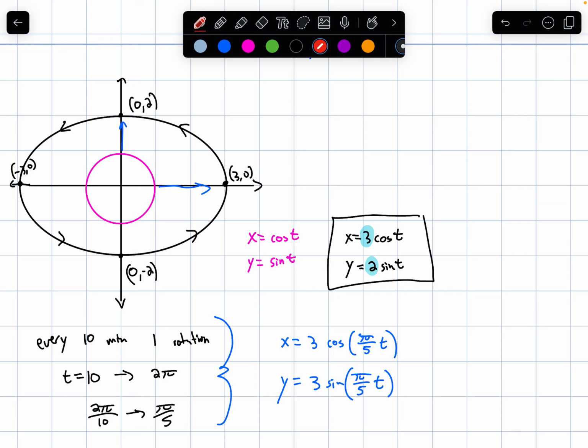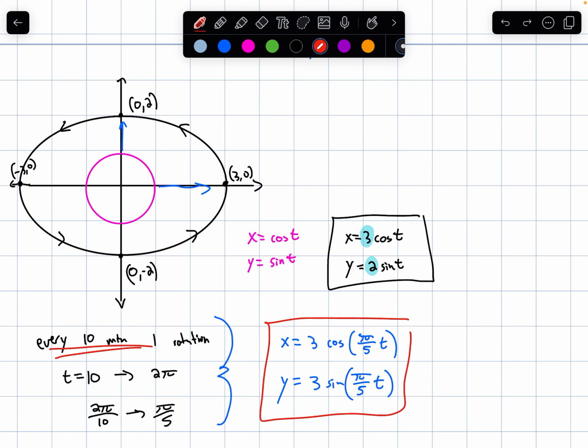Notice how when I plug in 10 for t, the inside will become 2 pi, and that's when 1 full rotation has occurred. If I plugged in 5 for t, the inside would become just pi, so I would make it halfway around in 5 minutes, and I can plug in any t I want and know where I am around the ellipse at that time t. So if I want every 10 minutes to be 1 rotation, I can use this b value to accomplish that.